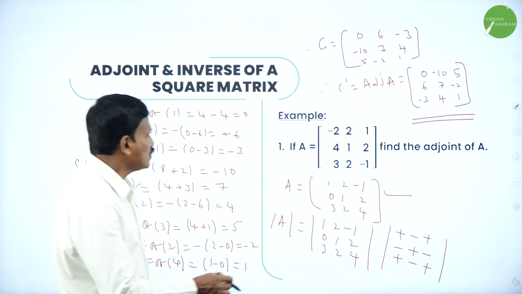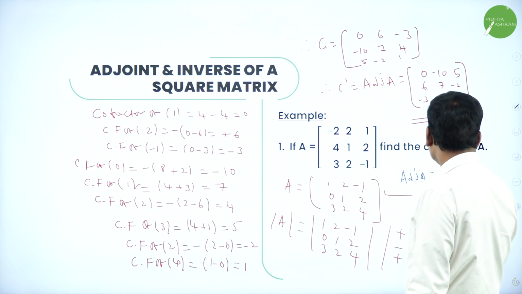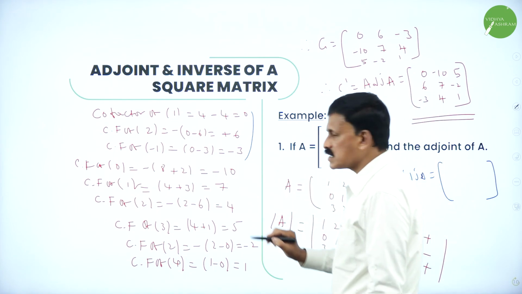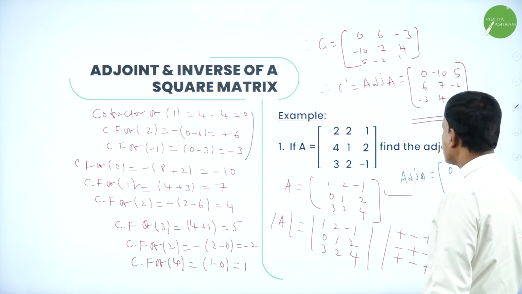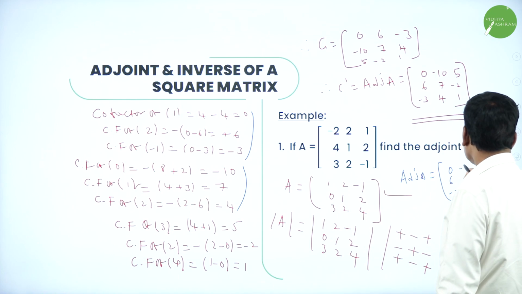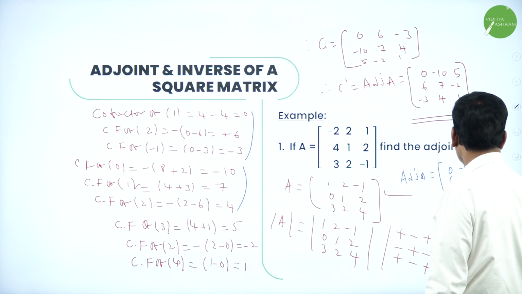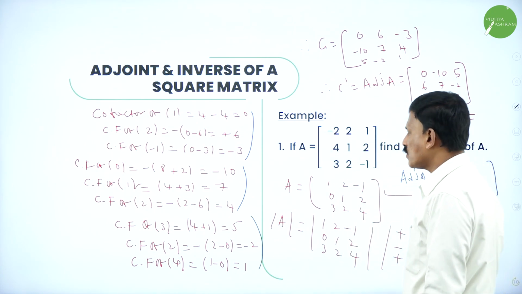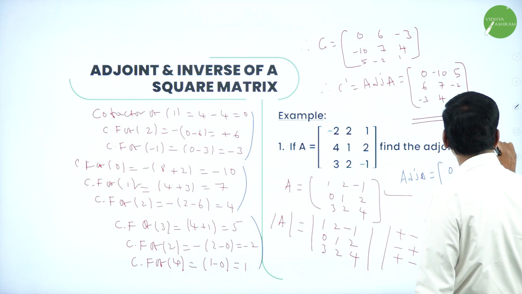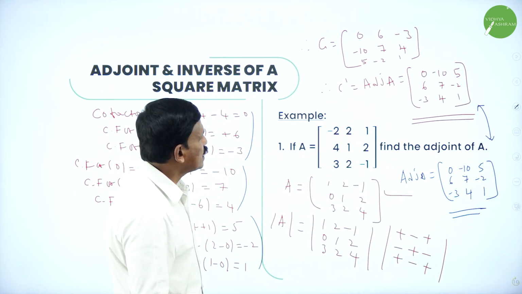Here, if you want, instead of writing this cofactor, straight away you can write the adjoint like this. Adjoint of A is equal to, so instead of writing this as the first row, consider this as the first column, 0, 6 and minus 3. These three as the second column, minus 10, 7 and 4. And these three as the third column, that is 5, minus 2 and 1. See the difference? They are the same. 0, minus 10, 5, 6, 7, minus 2, minus 3, 4 and 1.